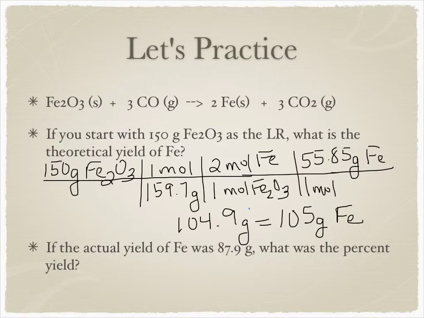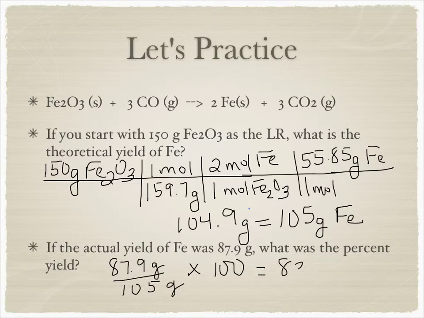And now we're going to figure out the percent yield. So remember that the percent yield is calculated by taking the actual yield, which they gave us, divided by the theoretical yield, which we just found. Remember that the theoretical yield is the calculated one, times 100, since it is a percent, and that would give us 83.7%. So here you have it.